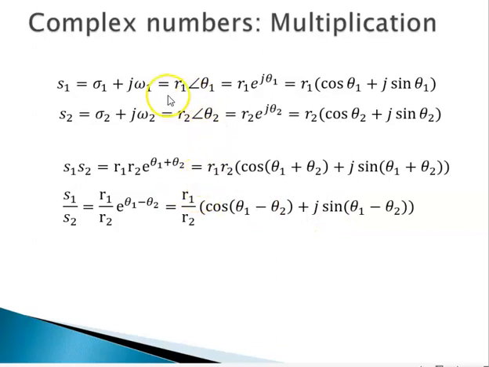We have seen that there is one polar form, R1 at an angle theta 1. It can also be written as R1 e to the power of j theta 1 and expanded as R1 multiplied by cos theta 1 plus j sine theta 1. If you represent two complex numbers in this way, their product can be obtained simply by multiplying the magnitudes and adding the angles. Similarly, their ratio can be found by dividing the magnitudes and subtracting the angles. It's a very good idea to remember this. We may be using this a couple of times.